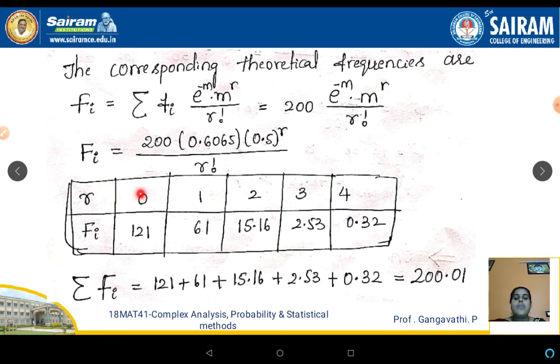So r is 0. When r is 0, substitute r is 0 here and r is 0 here. So 0 factorial is 1. 0.5 to the power of 0 is 1. So on simplifying, we get Fi as 121.